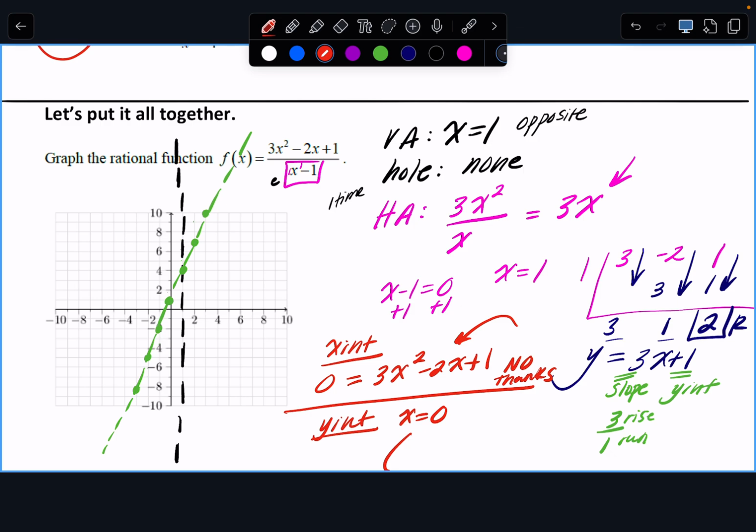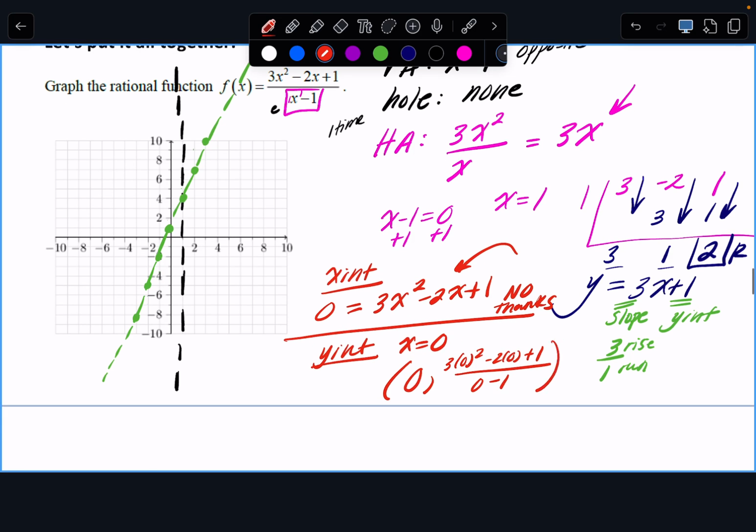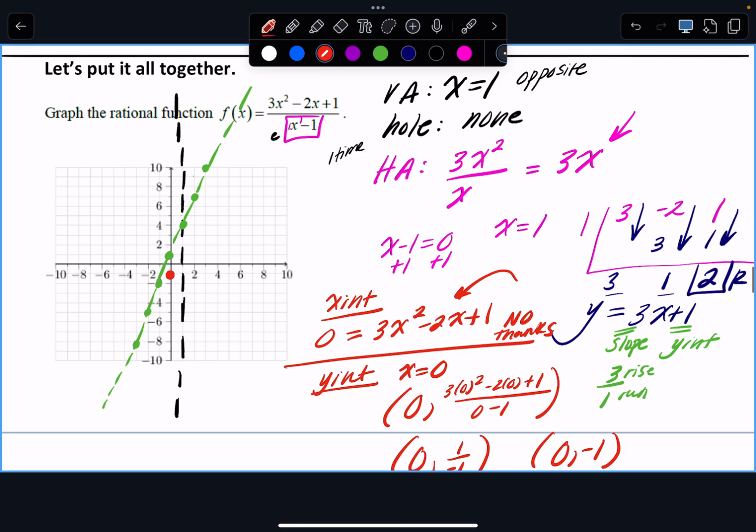That one's always easy. So if I plug in 0, I'm getting on top 3 times 0 squared minus 2 times 0 plus 1, divided by 0 minus 1. On top isn't it 1, and on bottom isn't it negative 1? So that would really be 0, negative 1. 0, negative 1 is the y-intercept.